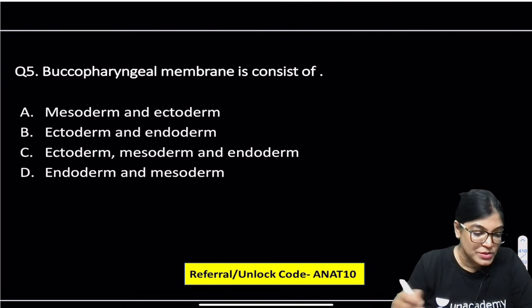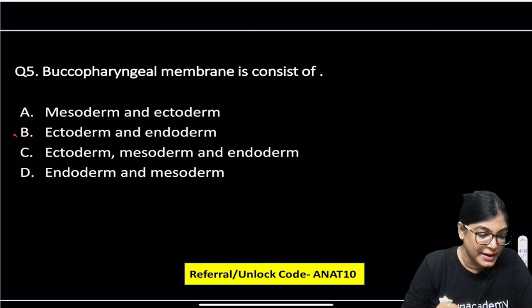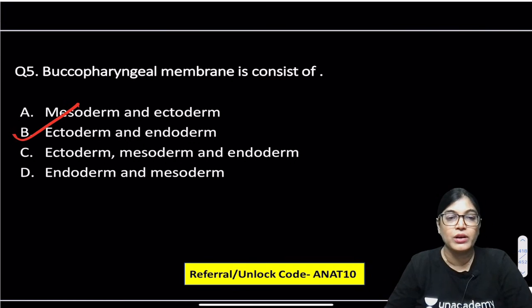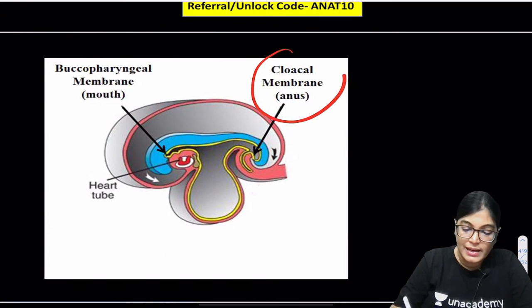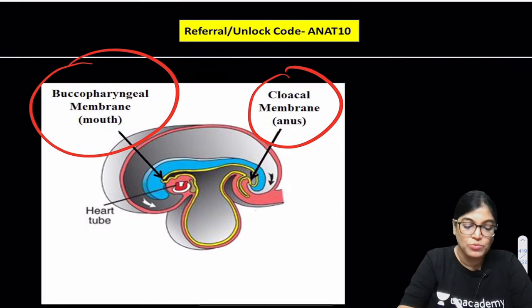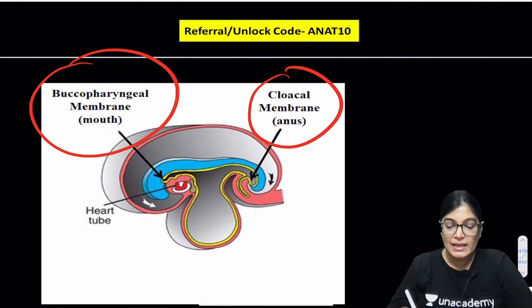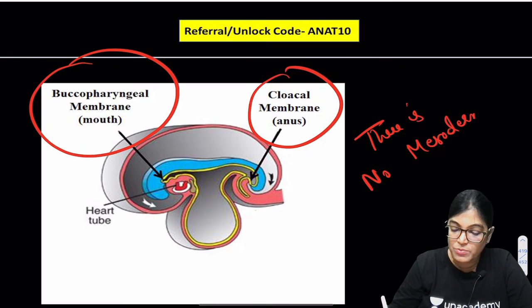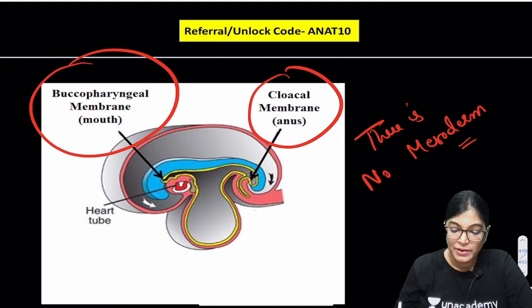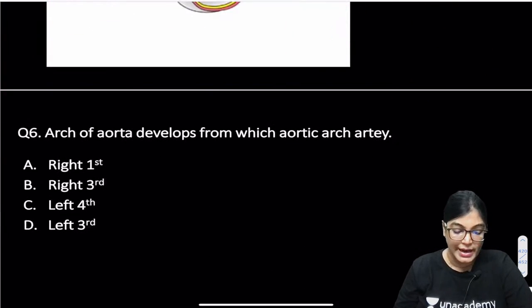So yes, absolutely right Sarans and everyone, Harini, Sarans, yes, ectoderm and endoderm. So actually at the two sides, one is the cloacal membrane, another is the buccopharyngeal membrane, there is no intervening mesoderm. So see here, at the level of the cloacal membrane posteriorly and the buccopharyngeal membrane anteriorly, there is no mesoderm intervening. So only two layers are there: ectoderm and endoderm. Yes, Sri Rangraj, absolutely right. So let's move on to the next one.